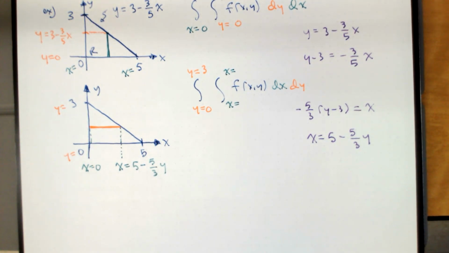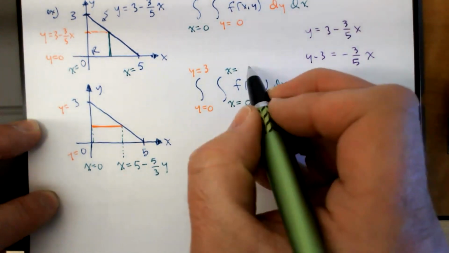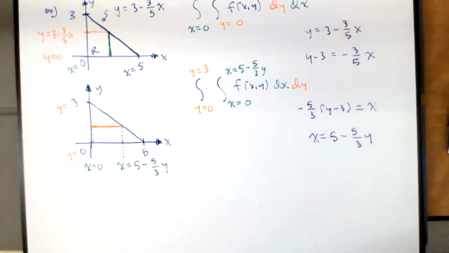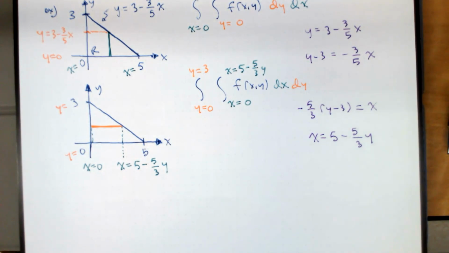And here's how we'll describe the region in the dx dy. X will start off at 0 and go up to 5 minus 5/3 y. Like before, we can integrate f of x y equals 1 to find out that these two double integrals will give us the area of this triangle.